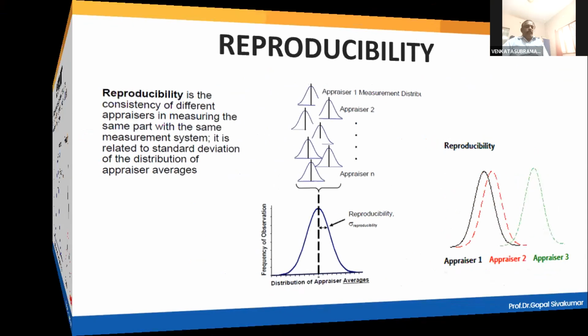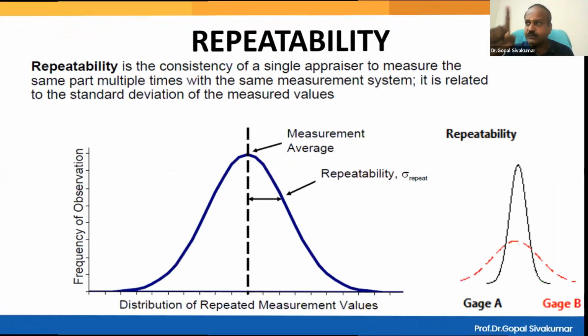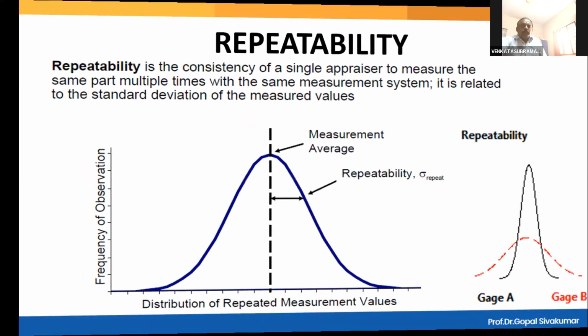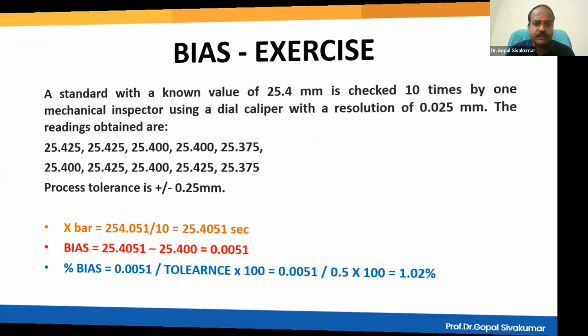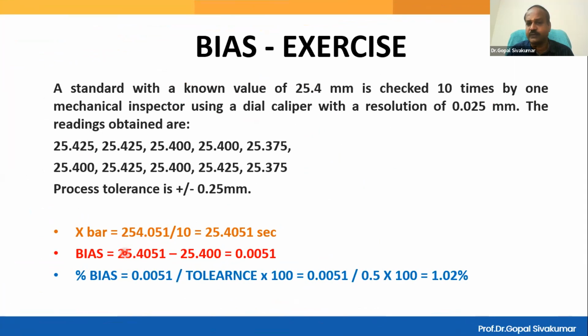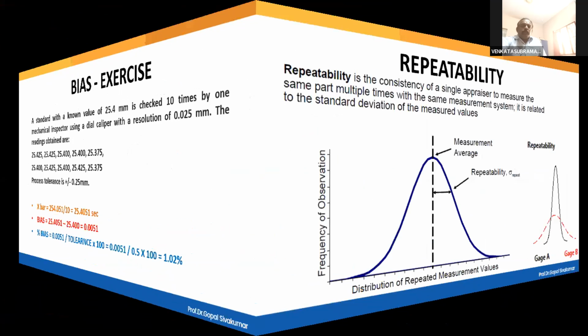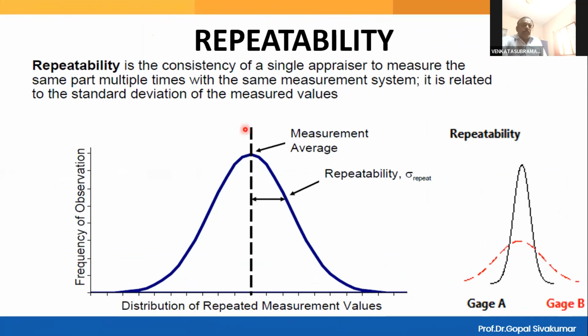Repeatability error, single person. Can you see the readings of a single person in the form of a bell curve? You have measured a product 10 times. And what is the center line? Center line is the average of the readings. You have used this average here, isn't it? 25.4051. This is the average. This average appears in the center line. Can you see that?